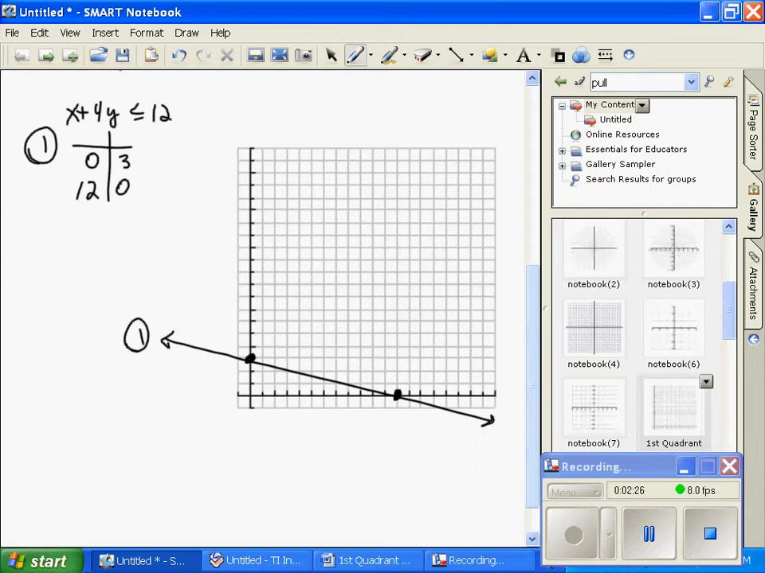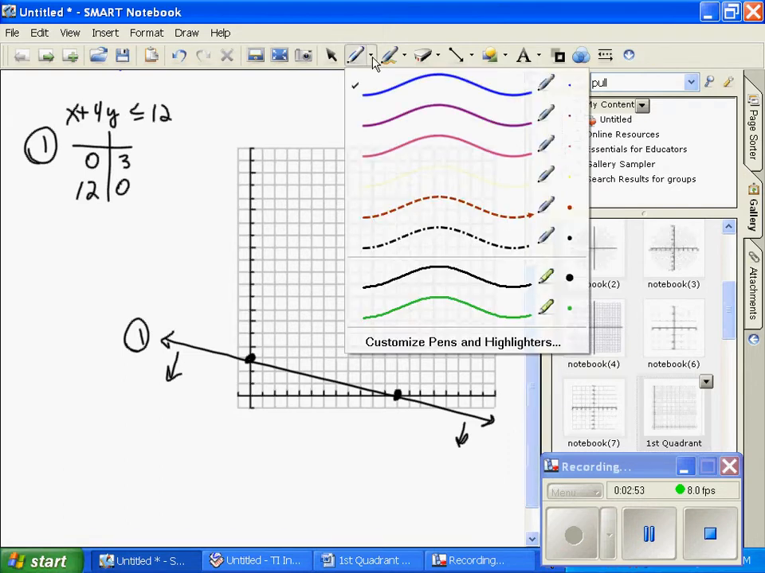Once you get your line graphed, we're going to pick a point either below or above that line. I always like to pick the point 0, 0. If I plug 0, 0 into my inequality, you have to ask yourself, is that a true or a false statement? Well, is 0 less than or equal to 12? That is true. So I would shade the bottom part. I'm just going to put a 1 with my little arrows like that.